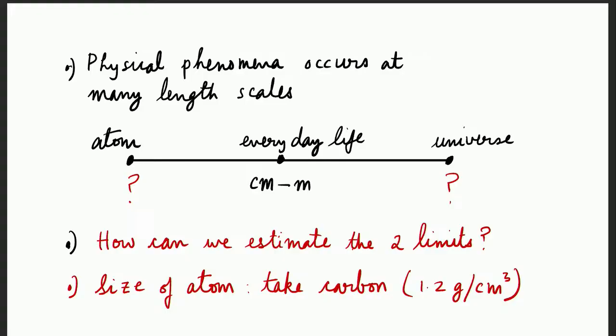What is this scale? Can we estimate the length scale of an atom? Can we estimate the size of the universe, meaning our universe? So why don't we estimate the two limits? First, let us ask, what's the typical size of an atom? I'll tell you, carbon has a density of 1.2 gram per centimeter cube. With this information, can you take 1 minute and estimate the size of an atom?